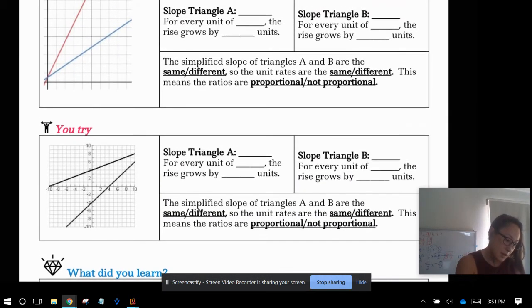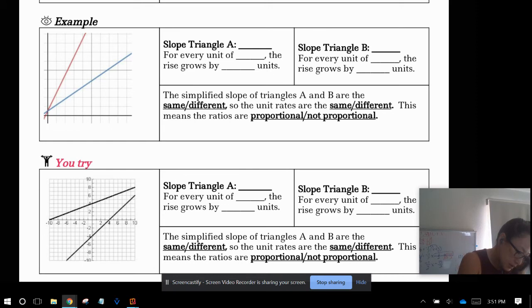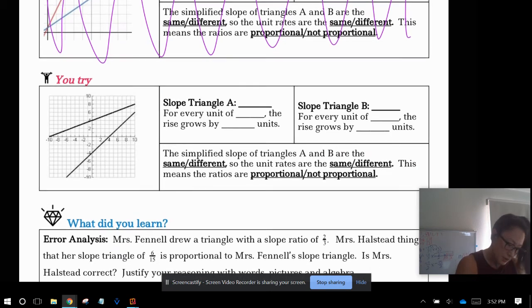Okay, red. Find 2 good points on your line that cross nicely on the, wow, this is not a good one. Okay, we're not going to do that one. Just kidding. We're not doing that one. Yeah, sorry. Okay, we're going to do this one.